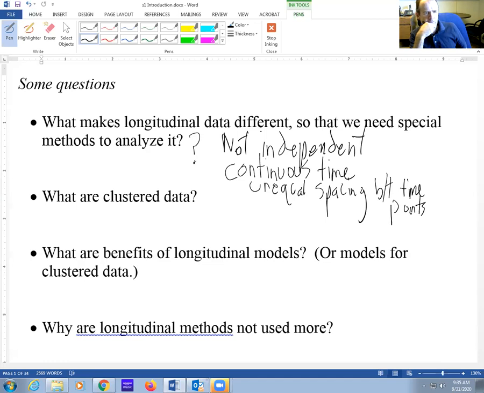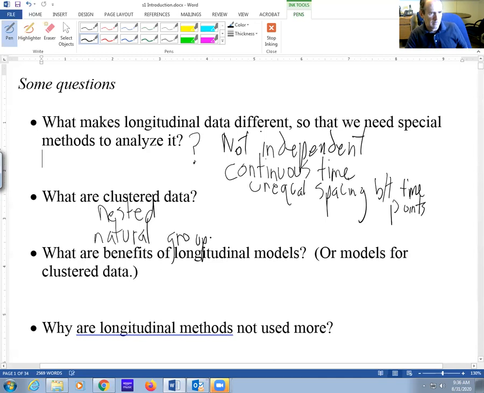What are clustered data? The data already having some kind of groups, or it is already nested? Yes. I like the term nested. There's already some natural grouping to the data, and this indicates that the responses may not be independent, just like we talked about in the first one. So there's correlation that we have to address. So correlation in data.